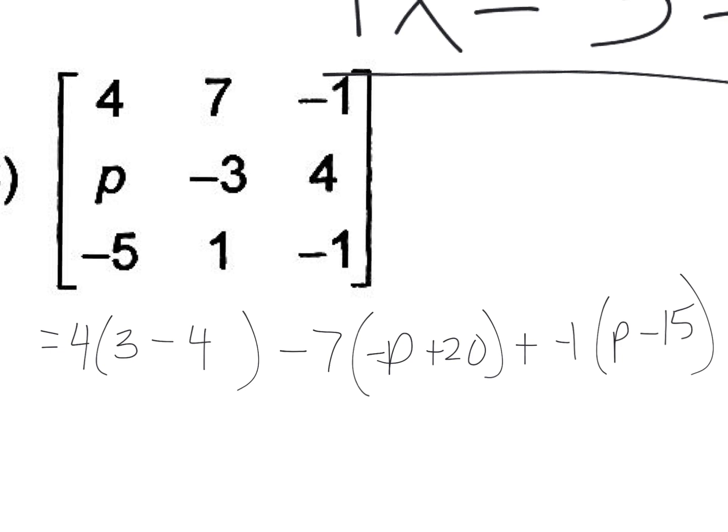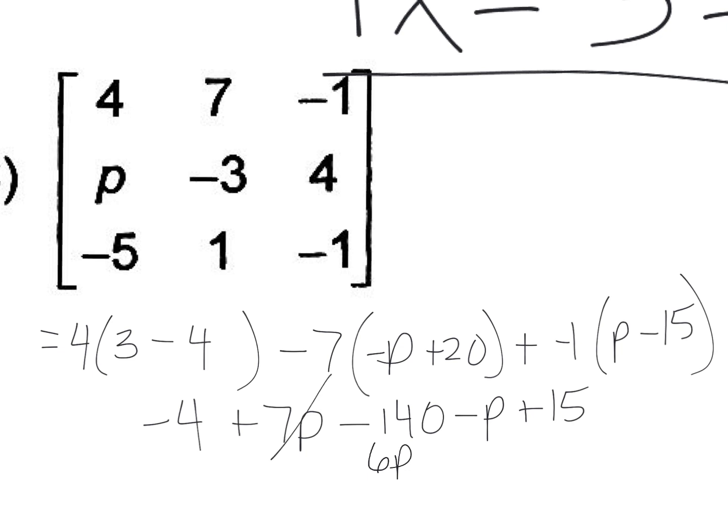So we have a -1 times 4 gives us a -4 plus distribute the -7p, so I have a 7p minus 140 minus p plus 15 when I distribute this negative in right here. And I'm just going to combine like terms. So 7p minus p gives us 6p, cross those out. And what do we get? -125, -129.